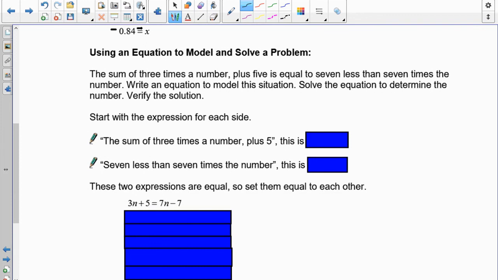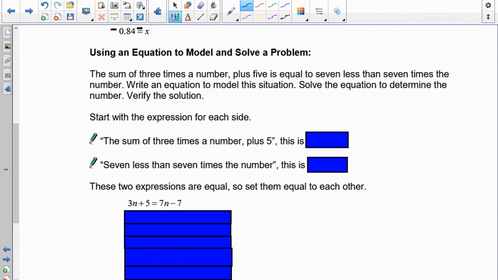Okay. So now we're going to use an equation to model and solve a problem. Now, to do this, this goes way back to grade 7, and it's very, very difficult because you can't get this wrong. If you get it wrong, there's no hope for you because you'll be solving the wrong equation. So you have to read extremely carefully.